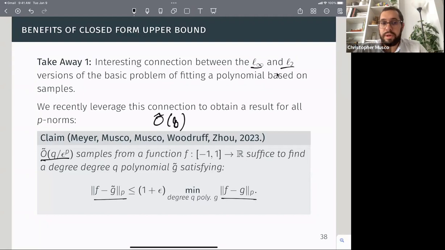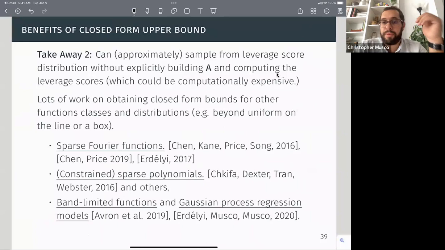Another interesting takeaway here is that if we can get a closed form upper bound on the leverage scores for some function class, like polynomials over two-dimensional space, we don't need to actually compute the leverage scores. That's not hard, because it's a one-line operation in MATLAB, but it could be computationally expensive because it requires computing (A transpose A) inverse, and even building this data matrix A might be expensive. So this basically says you can do it for free.